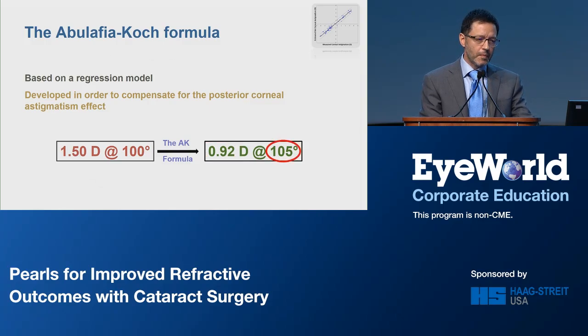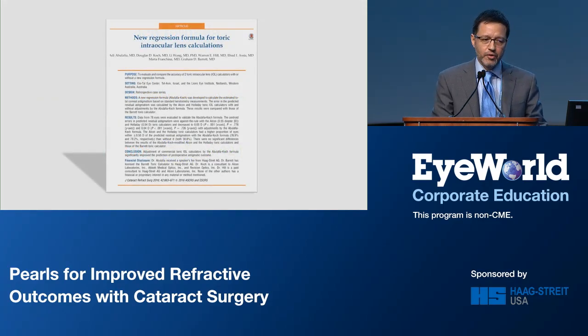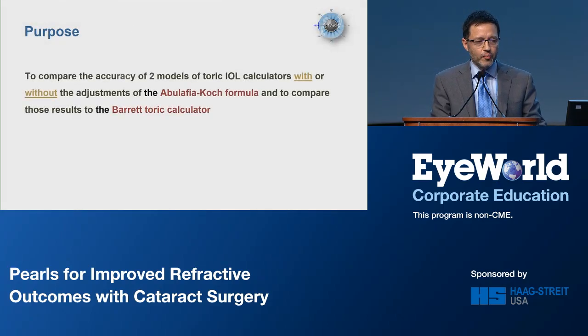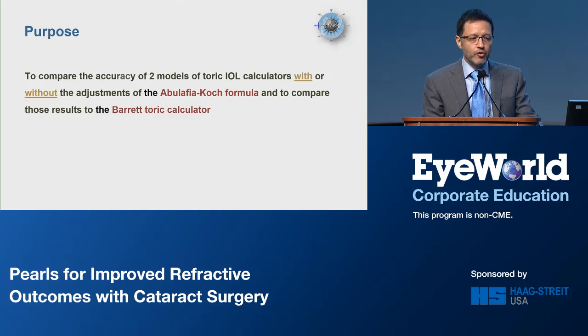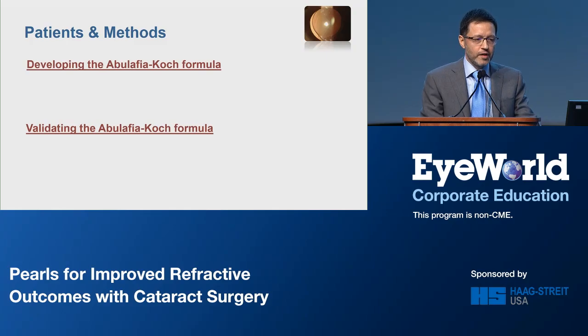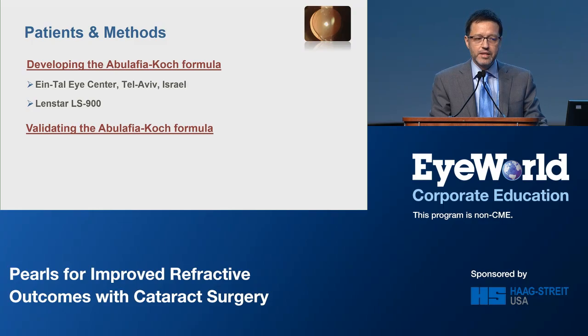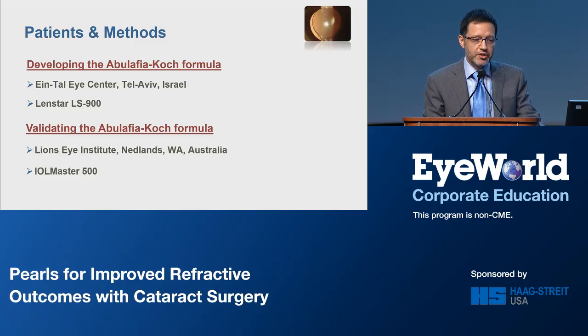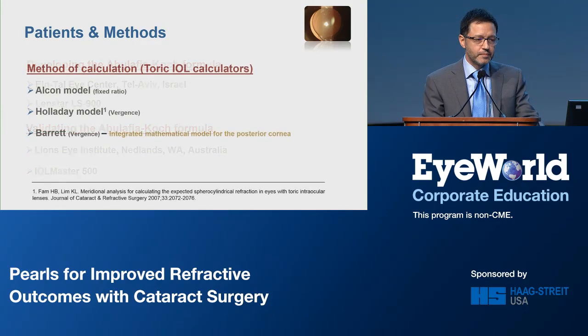So we published a paper about this formula like 2 years ago, and the purpose of it was to compare the accuracy of two models of toric IOL calculators with or without the adjustments of the Abulafia-Koch formula, and to compare those results to the Barrett toric calculator. So for developing the formula, we used Lenstar measurements from the Ichilov Eye Center from Tel Aviv, Israel, and for validating it, we used the IOLMaster 500 measurements from the Lions Eye Institute in WA, Australia.